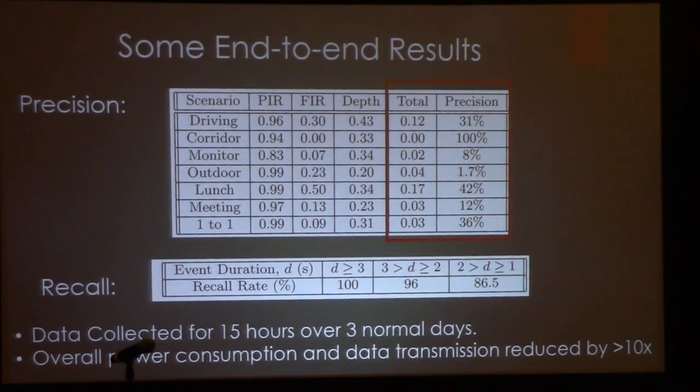If you look at the precision numbers, they are modest, which is fine. It's the coarse nature of the system that gives modest precision. But what we care more about is the recall number. For interesting events of 3 seconds, we detected almost all of them properly. And as the interesting events become shorter, we lose a little bit of each.